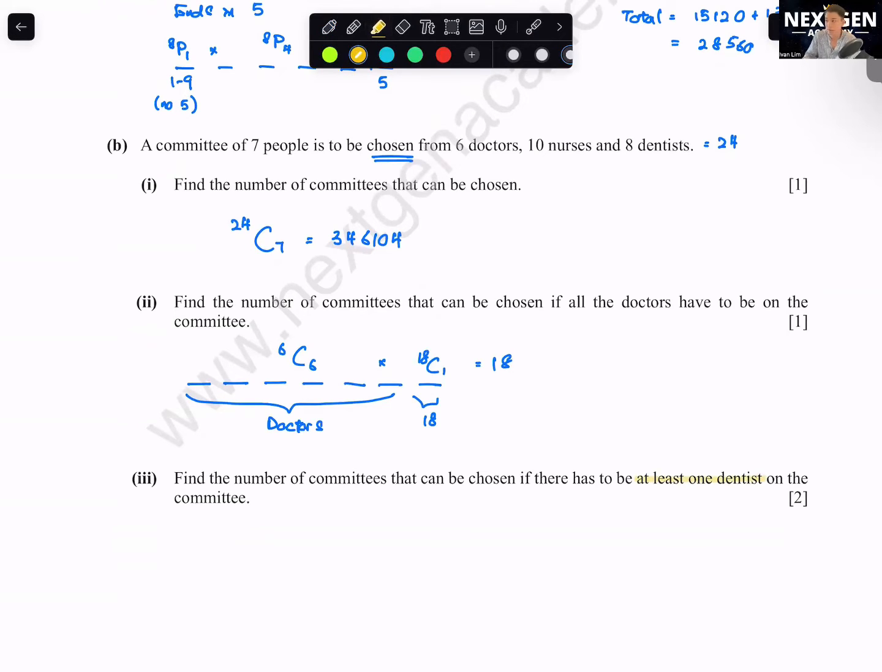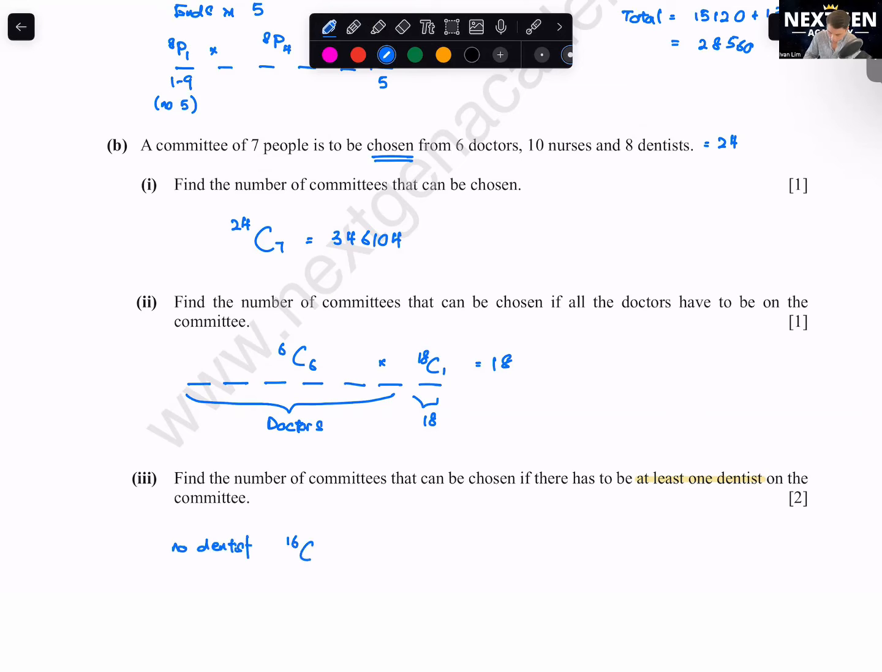Find the number of committees that can be chosen if there has to be at least 1 dentist on the committee. So at least 1 dentist means 1 dentist, 2 dentists, 3 dentists, 4 dentists, 5 dentists. Are you going to calculate for all of it? Don't waste your time to do that. If they say the words at least, you can take the total minus no dentist. So let's take the condition of no dentist.